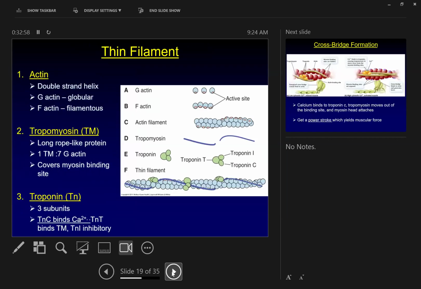Okay. Now, there's a couple of other things on the actin filament that we haven't talked about that are going to be really, really important. We call them regulatory proteins. Regulatory proteins.